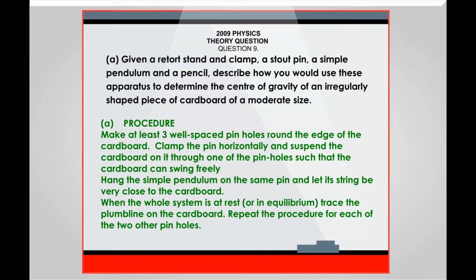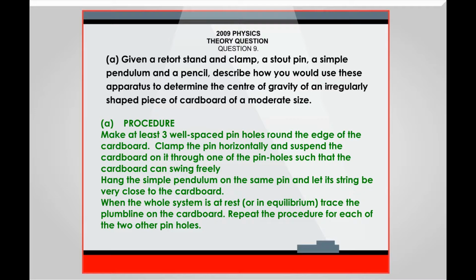A. Procedure. Make at least 3 well-spaced pinholes round the edge of the cardboard. Clamp the pin horizontally and suspend the cardboard on it through one of the pinholes such that the cardboard can swing freely. Hang the simple pendulum on the same pin and let it swing.